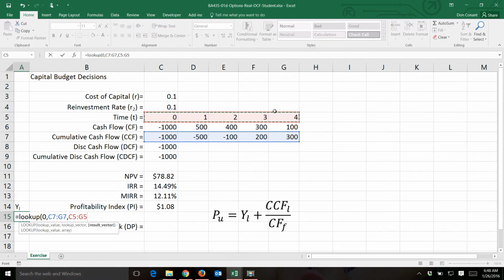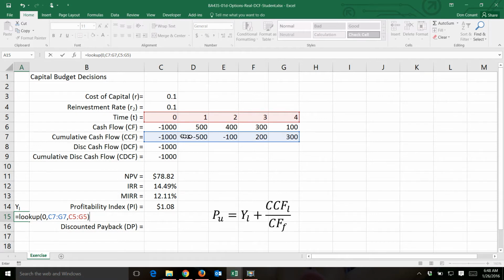So let's talk about this just a bit. Lookup is going to look for 0. Now lookup always looks for an approximate match. So it's going to start down row 7, starting at column C, and you'll notice that these values are sorted from low to high. It's going to see if negative 1,000 is equal to or greater than 0.